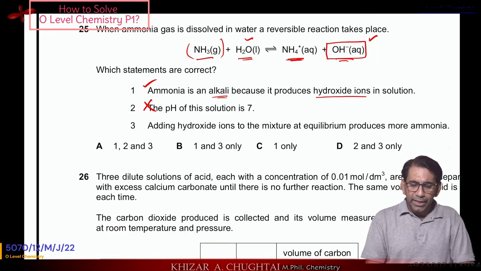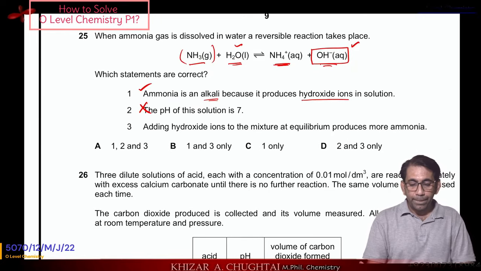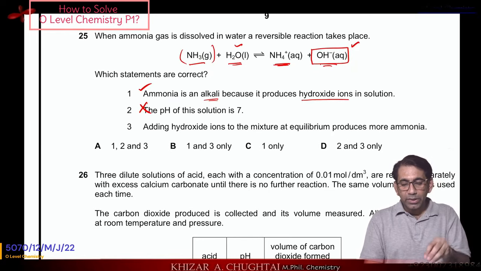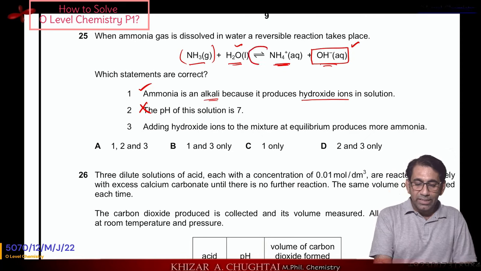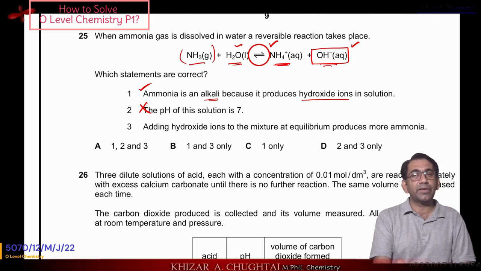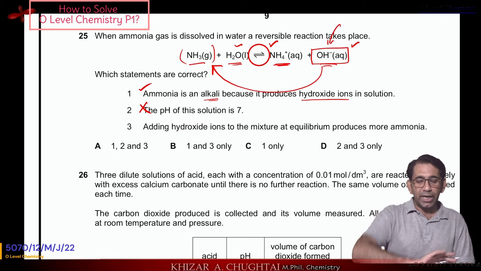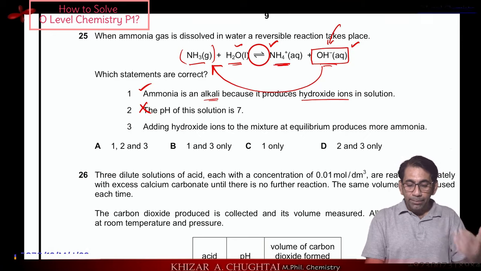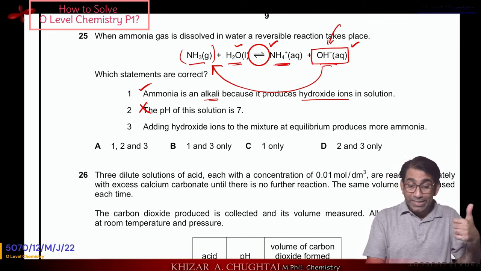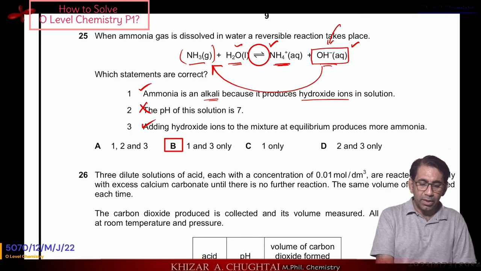Adding hydroxide ion to the mixture at equilibrium produces more ammonia. Is it a reversible reaction? Yes, it is a reversible reaction. Upon addition of more OH negative ion, equilibrium will shift towards the opposite side, to the left-hand side, the side of ammonia, and more ammonia will be formed. Yes, it is true. So 1 and 3, B is the correct option.